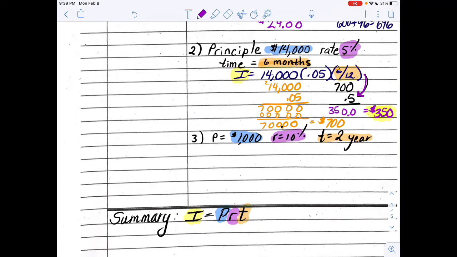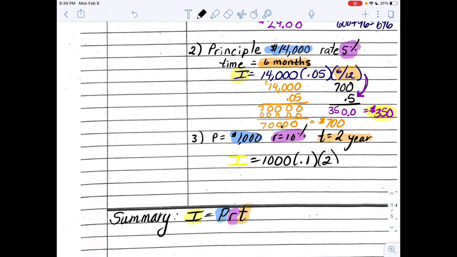One more example. Let's try one more, and then if you have questions, bring them to class and we'll talk about interest a little bit more. So here is an example of $1,000. So let me put my interest first. And my principal is $1,000 times 0.1 for our rate. Move your decimal 2 places, remember.